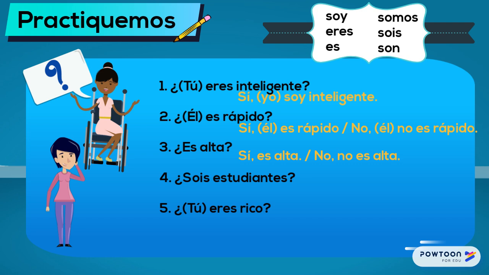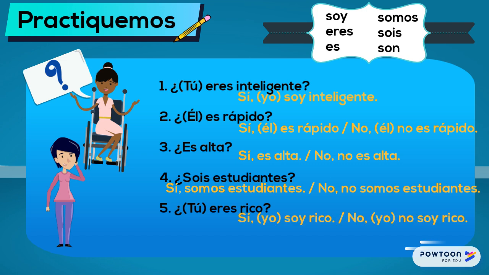Sí, es alta. No, no es alta. Notice that since I didn't use a pronoun, we can't be sure if the subject is ella or usted. But we know it's not él because it's alta and not alto. 4. Sí, somos estudiantes. No, no somos estudiantes. This one was tricky. I asked, are y'all students? So to answer that, you would say, yes, we are or aren't students. And the last one, sí, soy rico, or no, no soy rico.